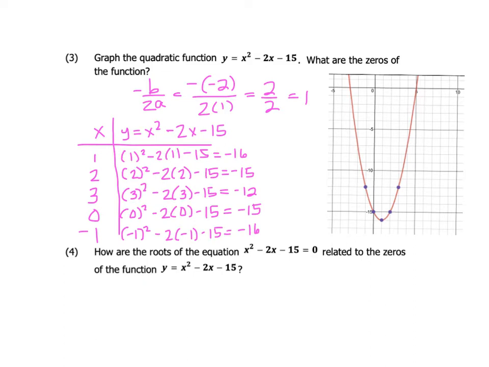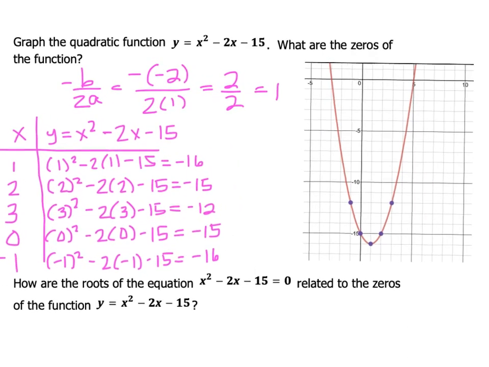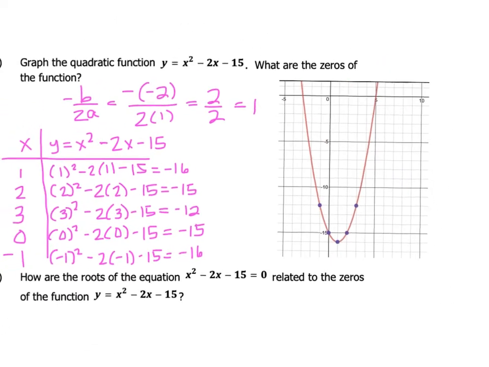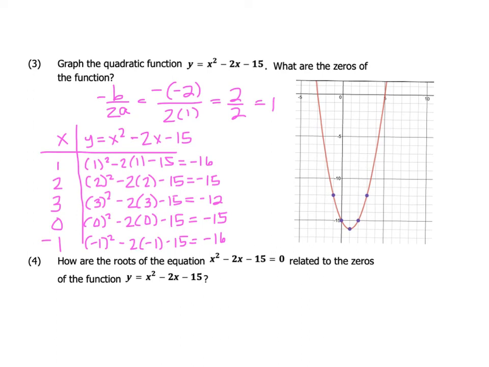So let's go here to our graph and let's take a look at it. I'm going to blow it up a little bit here. You can see our values there. 1, negative 16 is actually right here. Then I've got 2, negative 15, and I've got 3, negative 12, and I've got 0, negative 15, and I've got negative 1, negative 16.